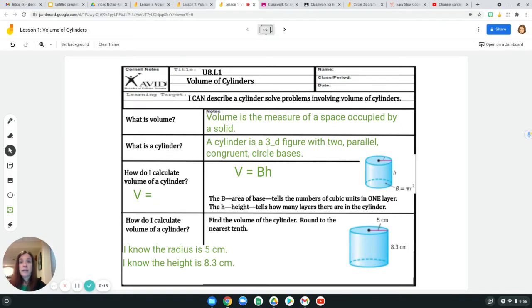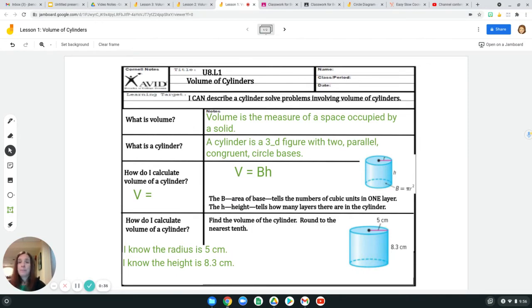Get the learning target. I can describe a cylinder, and solve problems involving volume of cylinders. I think I forgot an "and" there. And remember, this is a video, so you can pause and rewind at any time. All right, here we go.